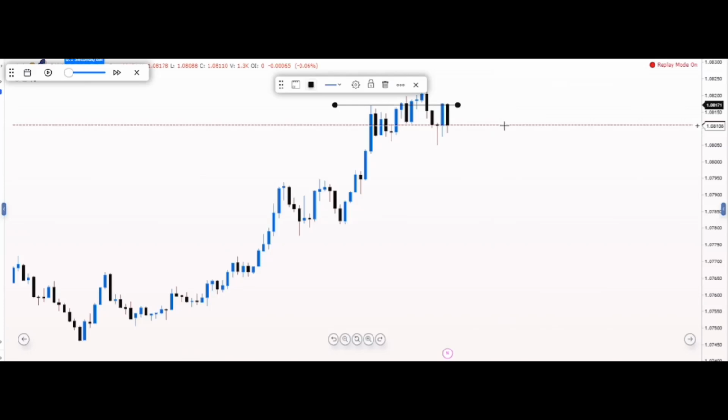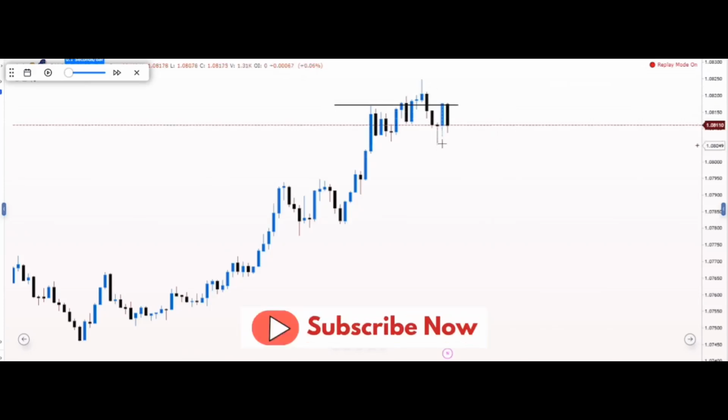Now, we want to wait for break of structure on the right-hand side, not on the left-hand side. Okay? So let's continue to advance price.